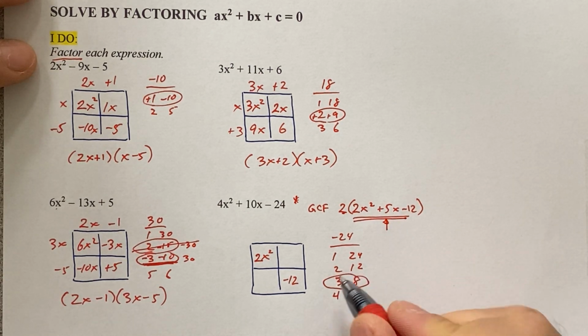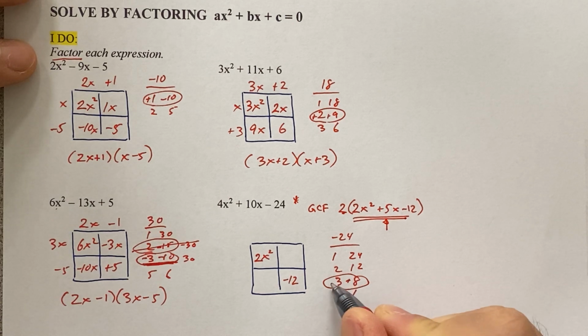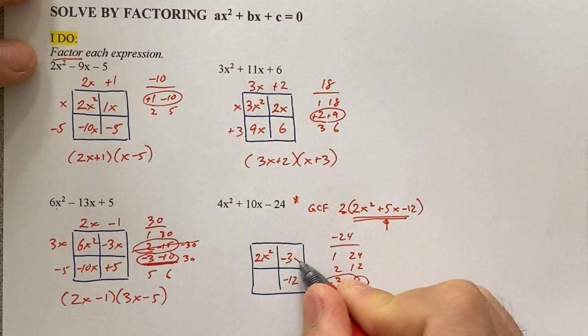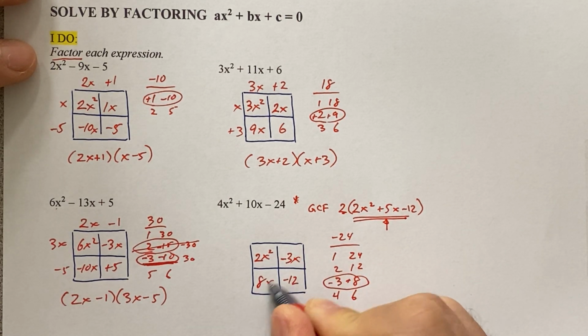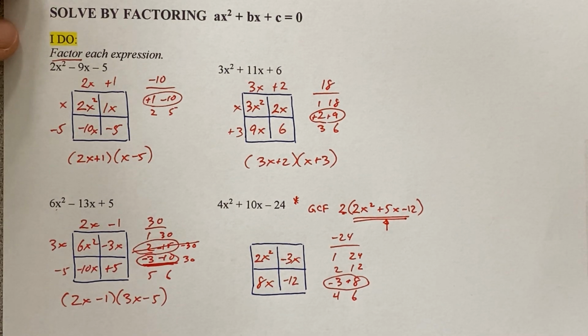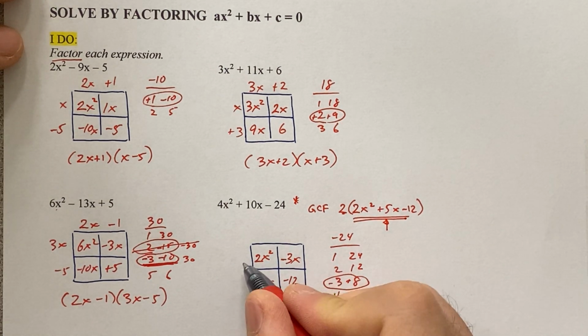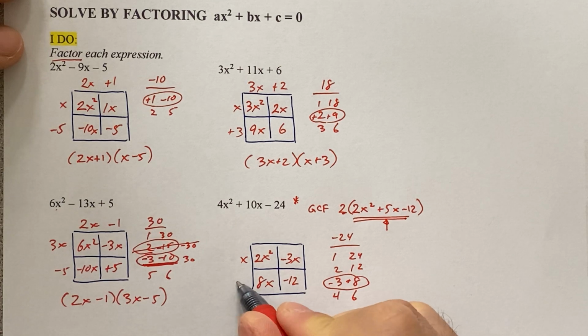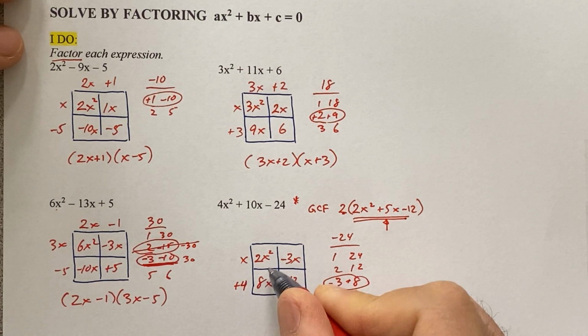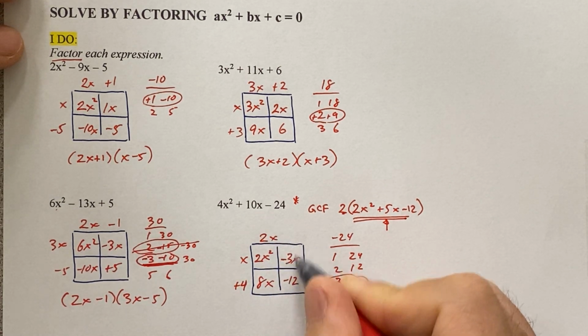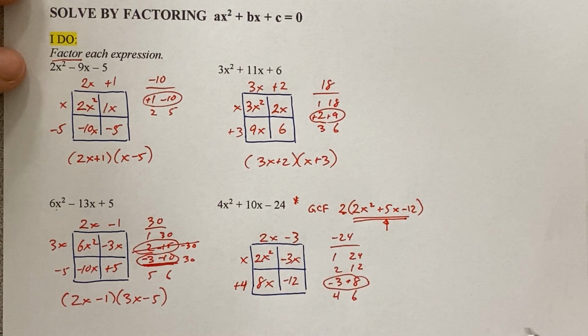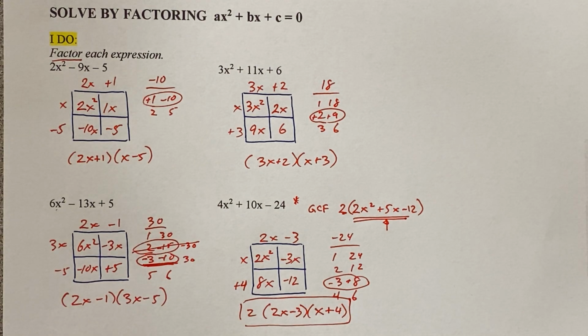How do I get a +5? Well, I need a +8 and a -3. So once I have that -3, +8 combination, I'm pretty much done. GCF every row and column. That is a +4. GCF these two and GCF these two. And here's my answer, 2x minus 3, x plus 4. Don't forget this original 2. So here is my final answer, okay?